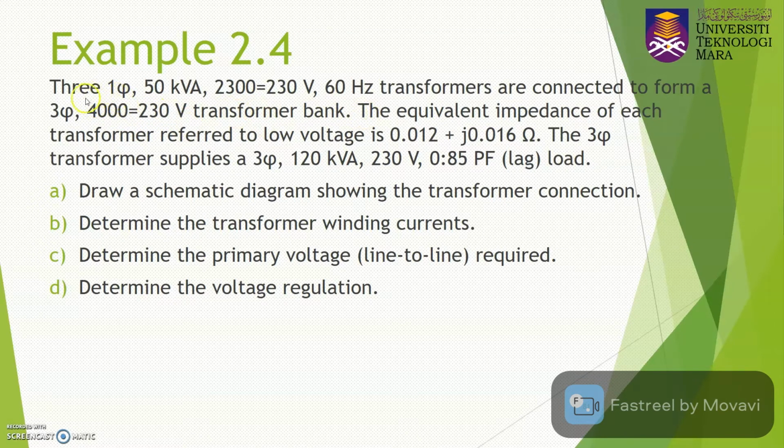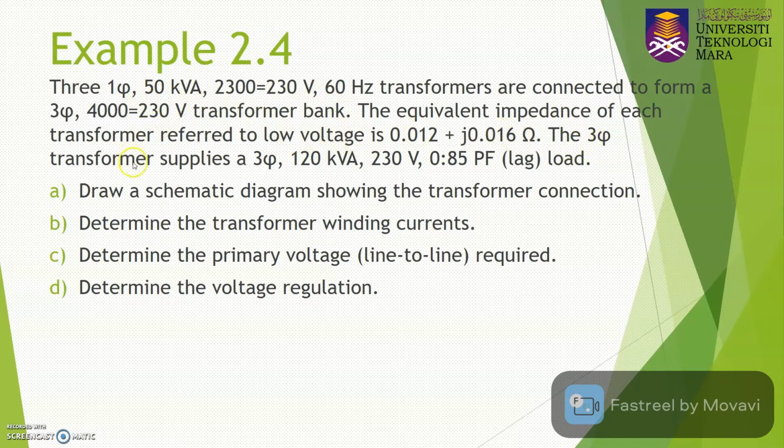Okay, so basically this is the input voltage to your three-phase transformer, and this is the output voltage of your three-phase transformer. So this is considered a step-down voltage. The equivalent impedance of each transformer referred to the low voltage side is given by this. Here, referred to the low voltage side means referred to the secondary side.